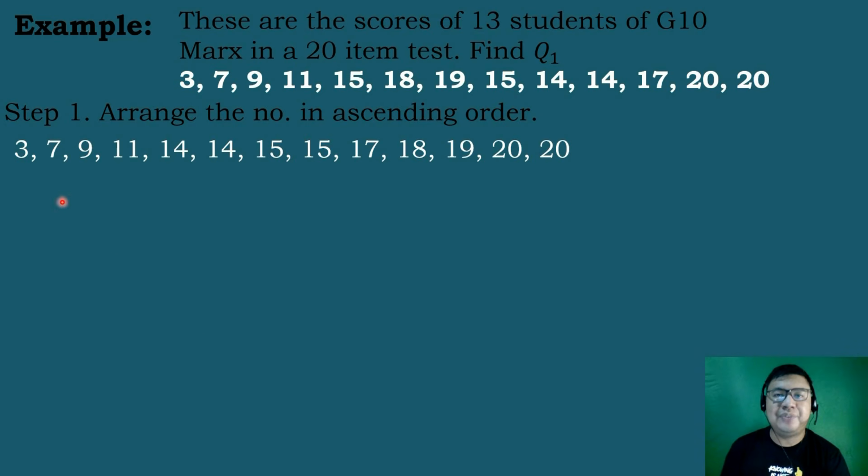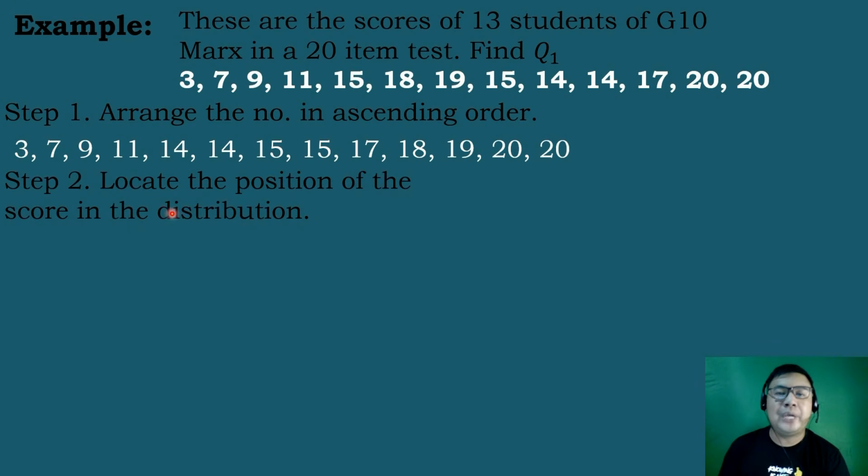After we have arranged these numbers in ascending order, we will now locate the position of the score in the distribution by using the formula Q sub k is equal to k over 4 times the quantity n plus 1, because we are looking for the lower quartile. All we need to do is substitute the value of k, and the value of k will be the number beside the quartile, and that is equal to 1.